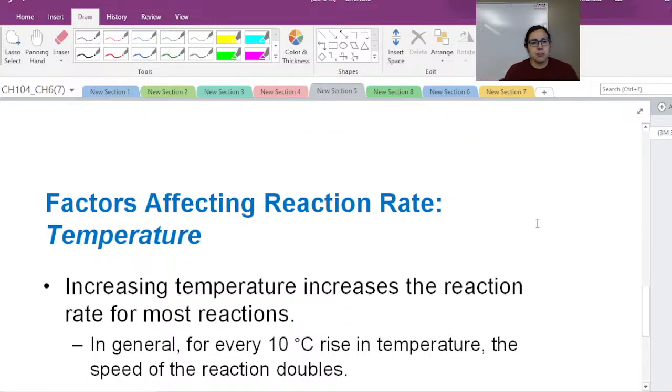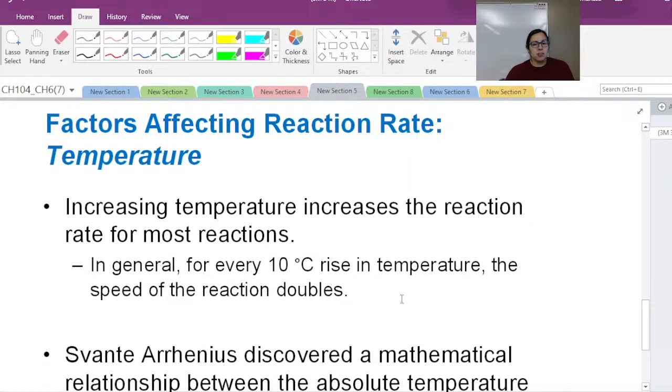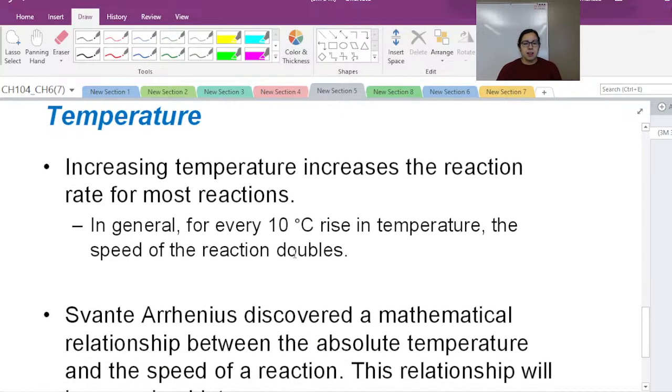And so temperature can also affect reaction rate. And this is a really general statement that it makes. It claims that for every 10 degrees rise in temperature, the reaction speed tends to double. Again, that's very general. All we're saying is we can increase the temperature and potentially increase the reaction rate.